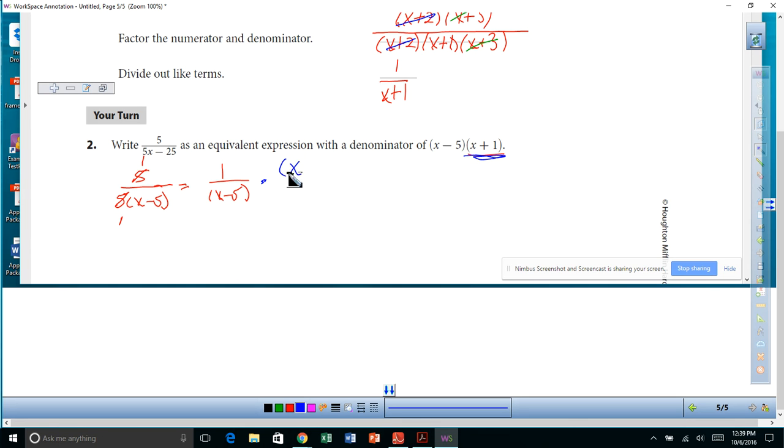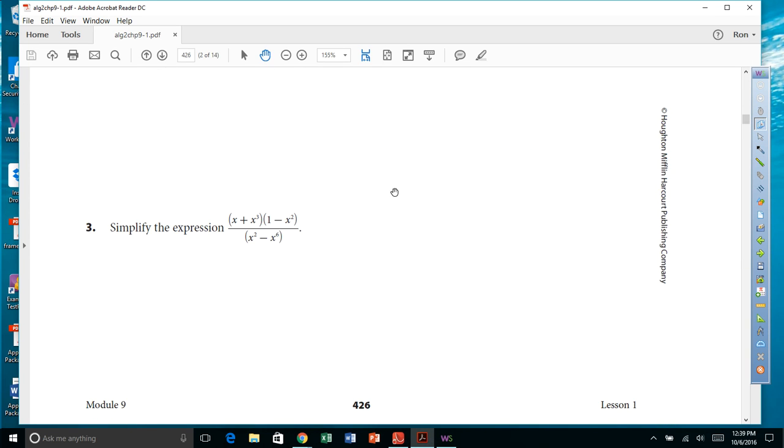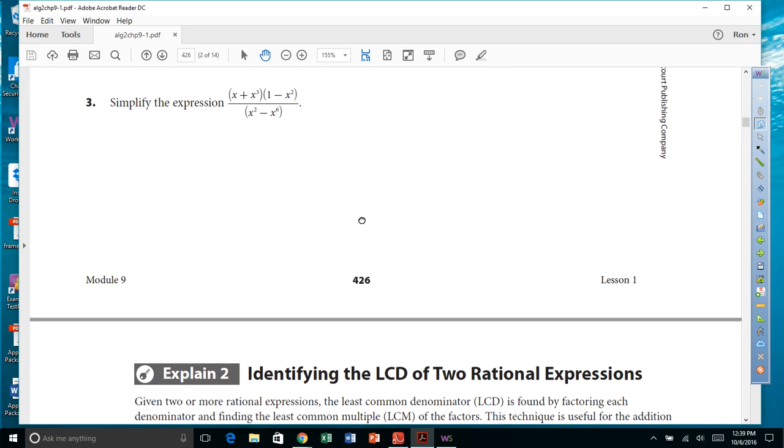We're going to have to multiply x plus 1 in the top and x plus 1 in the bottom. And that's going to give us the new answer: 1 times x plus 1, that's just x plus 1, and then you've got x minus 5 times x plus 1. Cool. Got that. Simplify the expression.